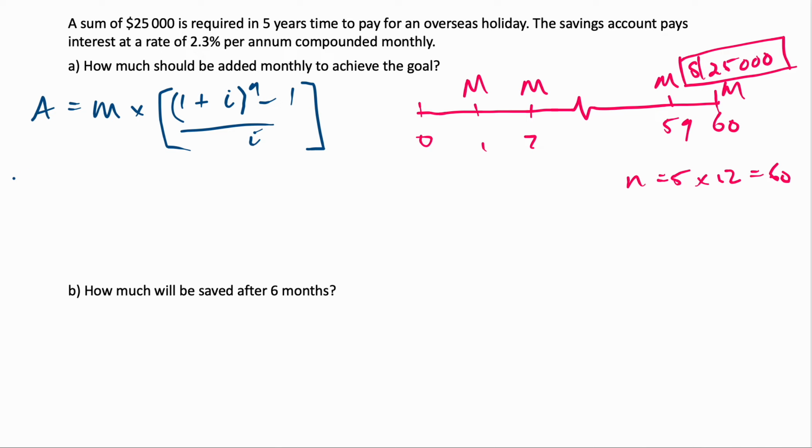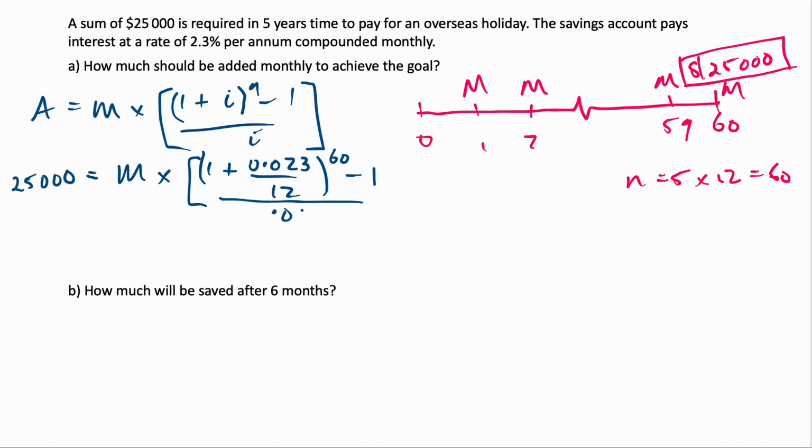So our 25,000 is our A. Once again, the interest has to be as a decimal and then per compounding period, which in this case is months. And then our N is 60. So when we simplify that and solve for our M, we're going to get M is equal to $393.57.